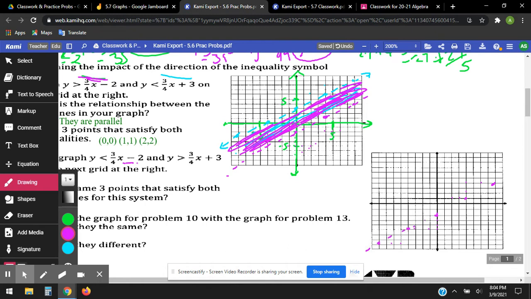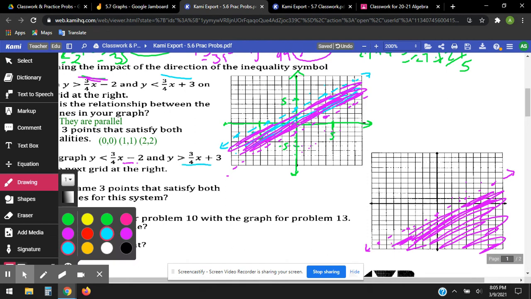Okay. Now this time I want to do everything less than. So I'm going to fill in everything on this side. My other one, I'm going to start at plus 3. Do the same thing, up 3 over 4, across the graph. And that one is also dotted. And I want everything above it.